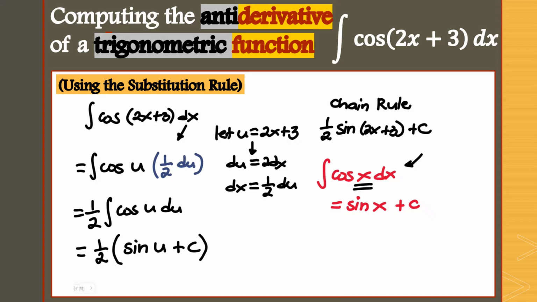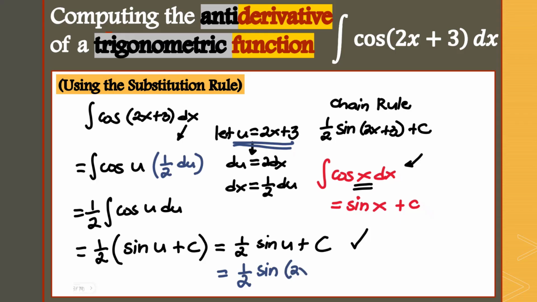plus c. Distributing 1/2, you will have here 1/2 sine u plus 1/2 c, or simply c to generalize any arbitrary constant. This is then the result after using u. But since u is not originally given, it's just a representation of the binomial expression 2x plus 3. Returning to that, you will have here 1/2 of sine of u, which is 2x plus 3, plus c. Look at the result using the substitution rule and the result of the chain rule in the previous video.